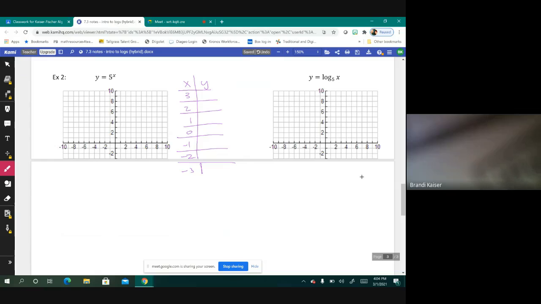Okay, so I'm plugging these values in. So 5 to the third power, well, that equals 125. Okay, 125 is way bigger than our grid. We will not be plotting that.